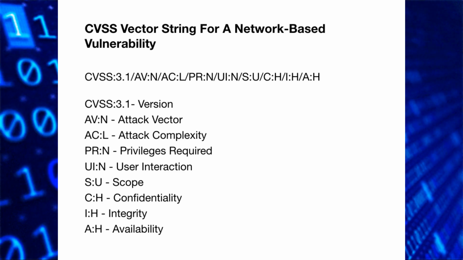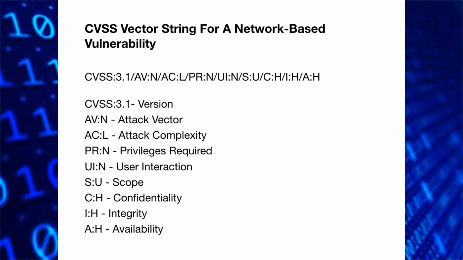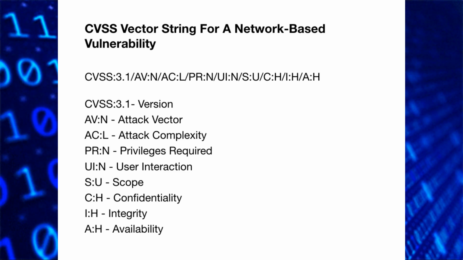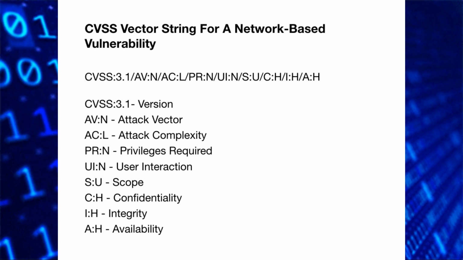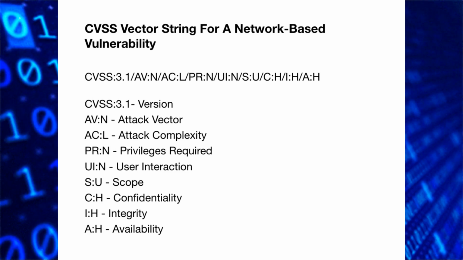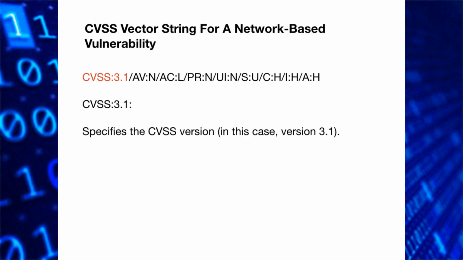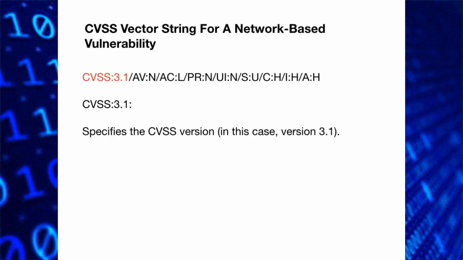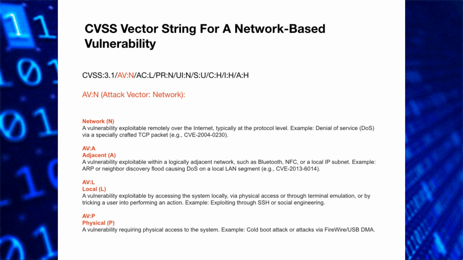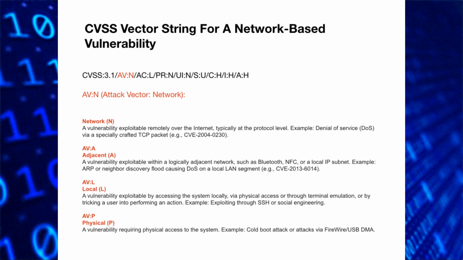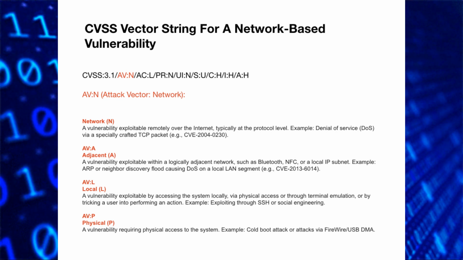C, confidentiality impact. Successful exploitation results in a high impact on confidentiality. I, integrity impact. Successful exploitation results in a high impact on integrity. A, availability impact. Successful exploitation results in a high impact on availability. The slashes separate the sections. The first part of the CVSS vector string is the version number, which is 3.1. The second part of the CVSS vector string is AV, which stands for attack vector. And in this case, the N stands for network.